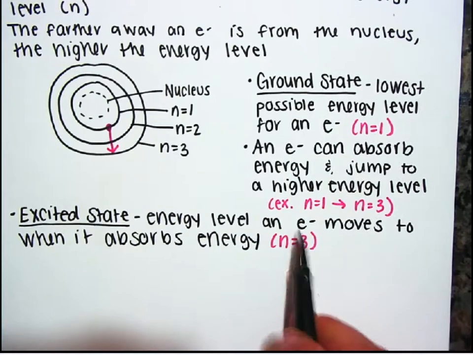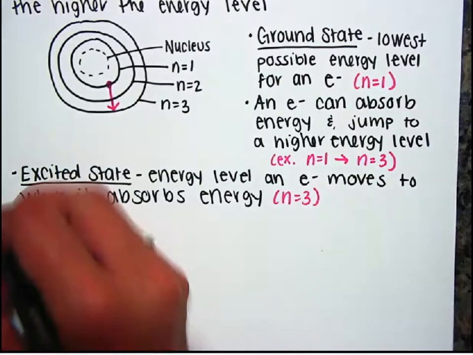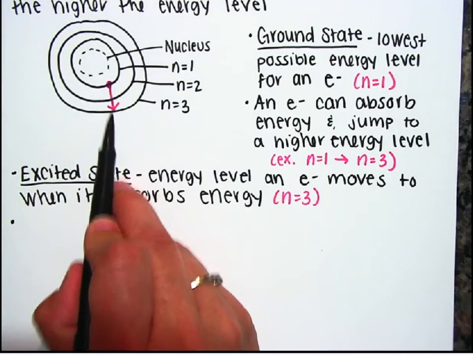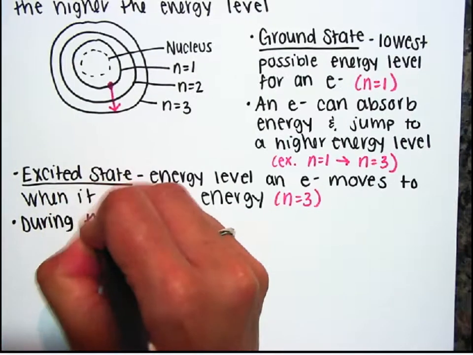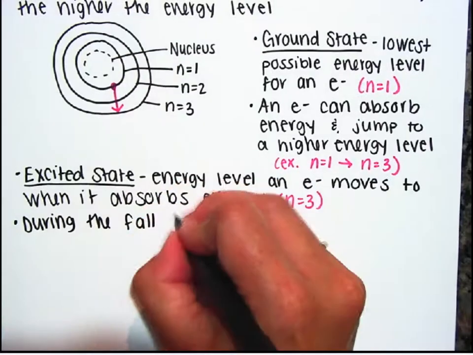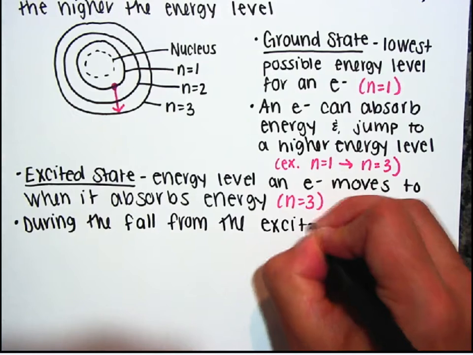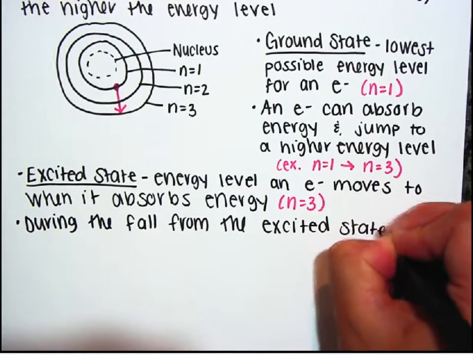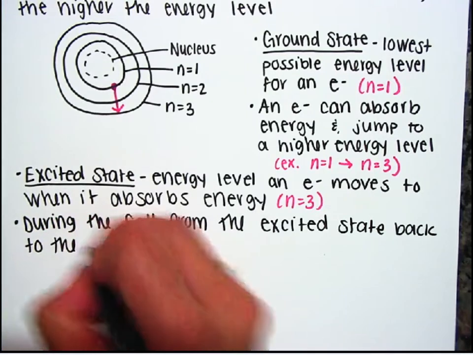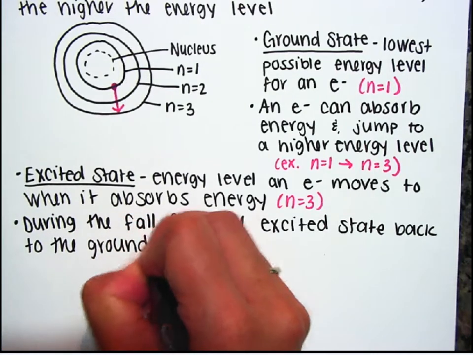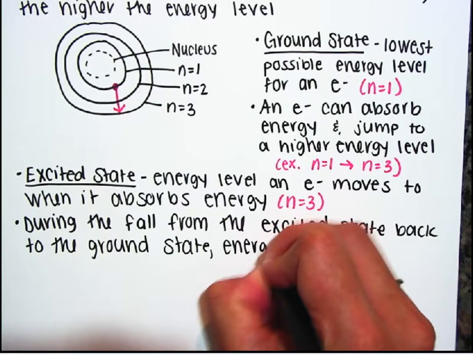Well, electrons don't want to stay in this excited state. They want to go back to the ground state. They want to go back to their home base. So what's going to happen is this electron wants to move back down. So during the fall from the excited state back to the ground state, energy is released.